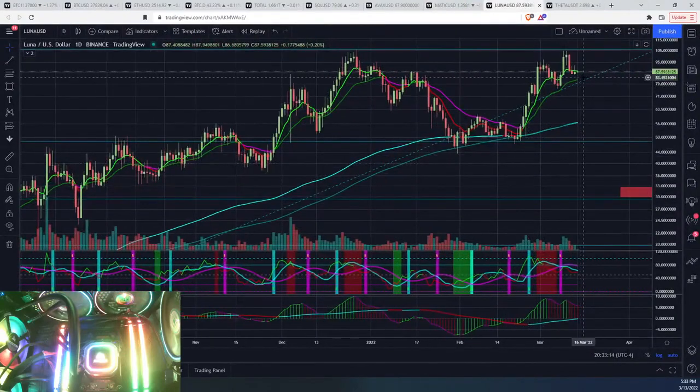Luna still consolidating towards the top of the range, still one of the strongest looking cryptos based on technicals. Don't have any idea what Luna is. I still haven't looked into it. So it could be complete trash. It could be absolutely amazing. I honestly don't have any idea what it is.